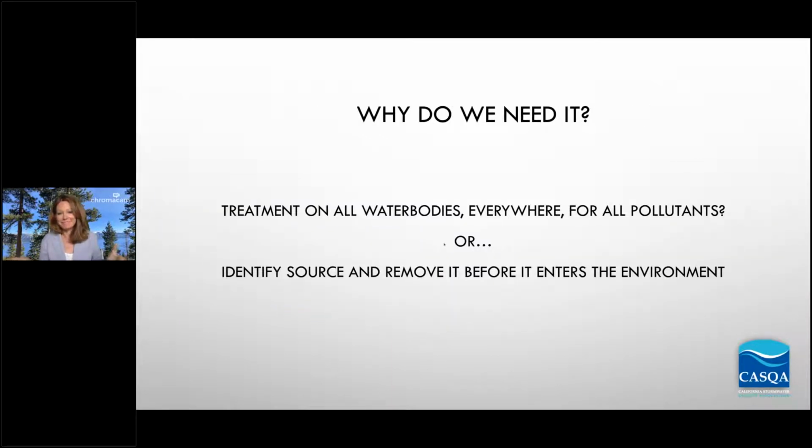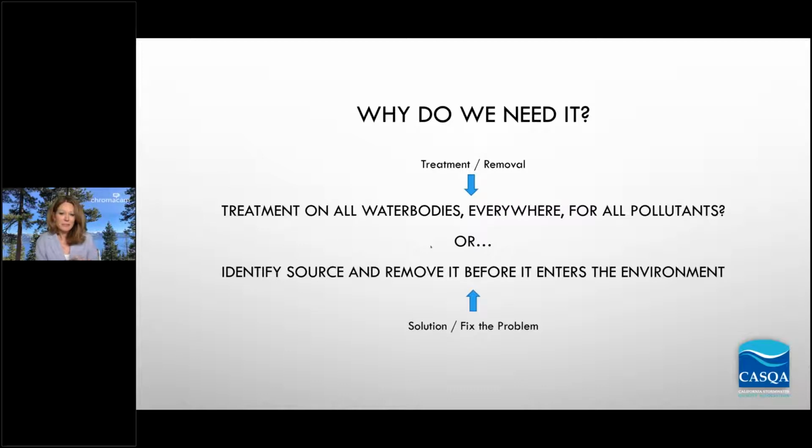So why do we need it? If you think about how our permits are written and the world we've all lived in for a long time, it's BMP, BMP, BMP. And if you take that to its practical endpoint, if what we're talking about is treatment, right, in a BMP, we're talking about something that's scooping pollution out of the environment because it's already there. So do we want treatment on all our water bodies everywhere for all pollutants? No, even if that were feasible at that scale, that's not what everybody wants, right? Big infrastructure on all water bodies everywhere for everything. Or do we want to find what the source is and remove it before it enters the environment? So go ahead and click next there, Seth.